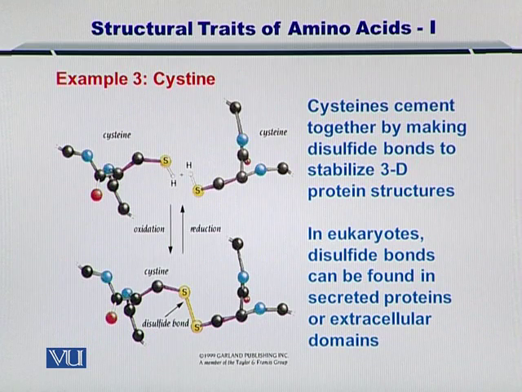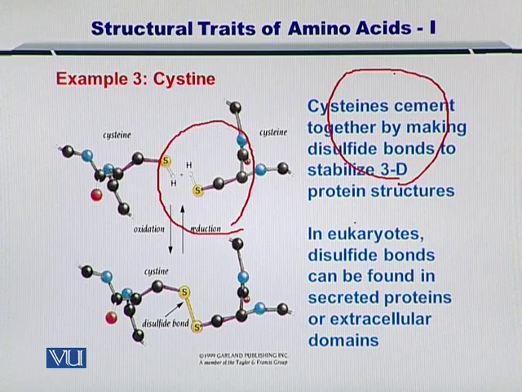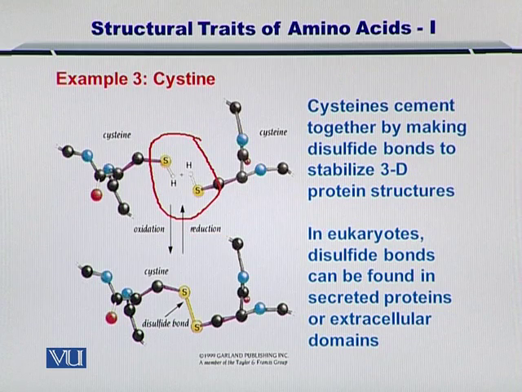Third is cysteine. Cysteine is an amino acid with sulfur in its side chain. These sulfurs can come together as shown here and make bonds. So these disulfide bonds that are formed act like glue and bring the cysteines together, glue them and hold them in place. So simply put, cysteine cements together the various amino acid side chains by making disulfide bonds, and this is extremely useful in making 3D protein structures.